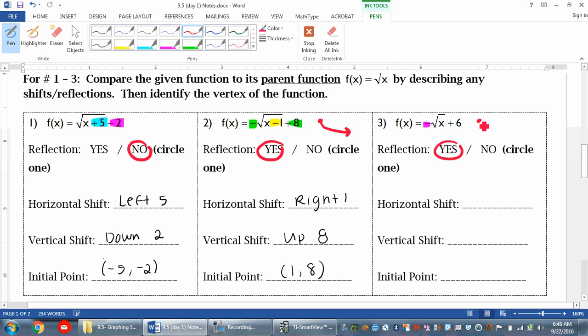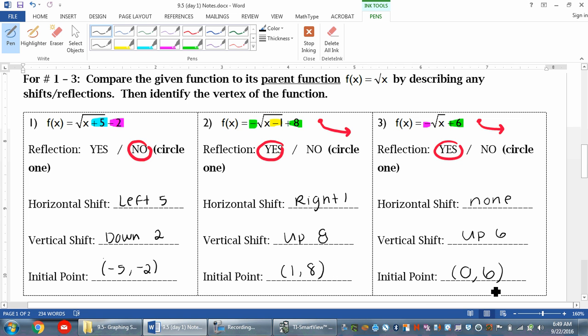So then I start at my initial point and I go down to the right. Whether we're going up to the right or down to the right, we're always going to the right. But notice there's not a number under the square root, so there's not any horizontal shift. I don't move left or right at all. There's just a number outside the square root, which means it's up 6. Since I don't move left or right at all, my initial point is 0, and I go up 6, so it's 0, comma 6.